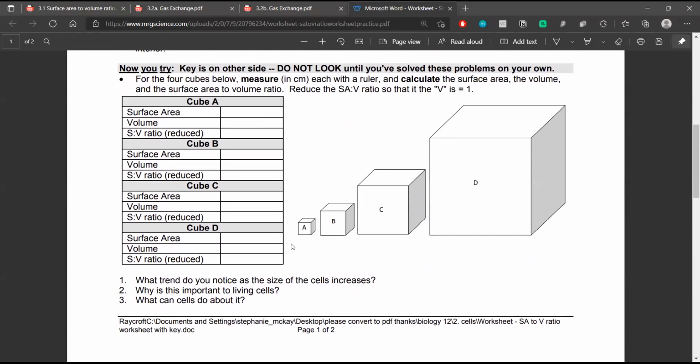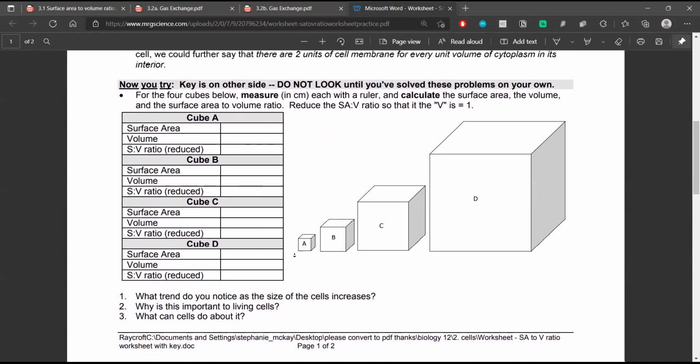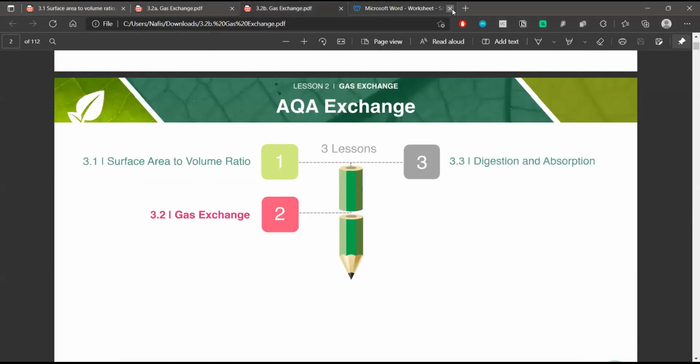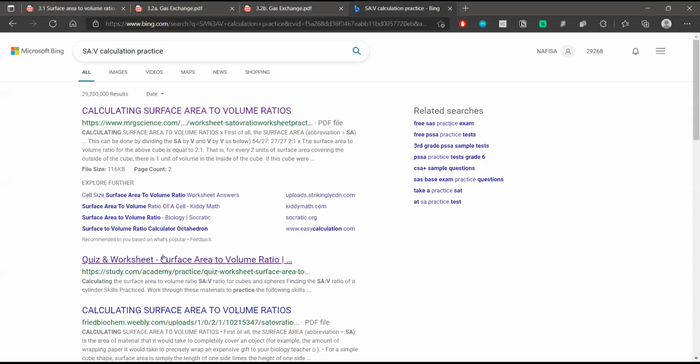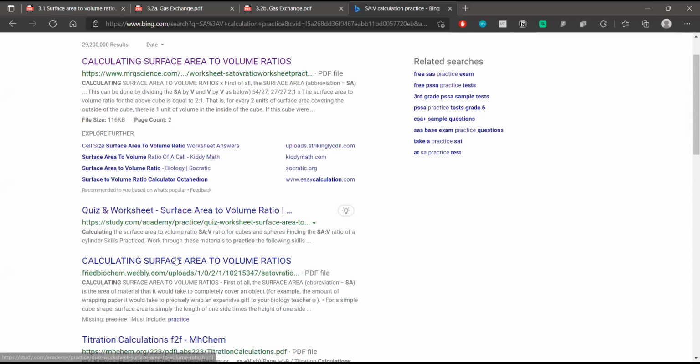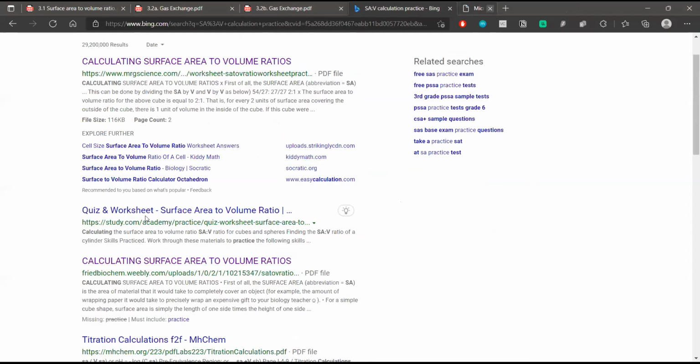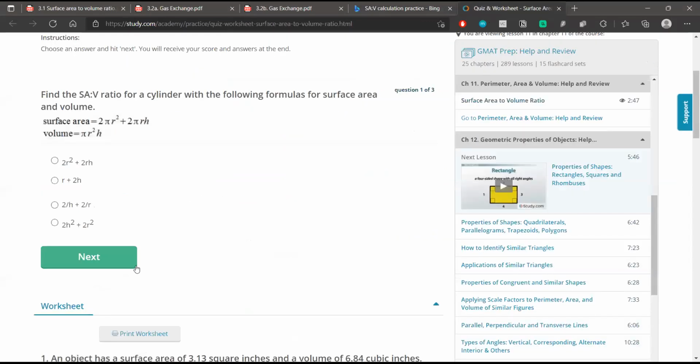Have a go at this one. So try to work out the surface area to volume ratios of these ones. Oh, you'll need to measure with centimeters. Okay, you can't do that. All right, that's fine. I'll find some other questions you might be able to have a go at. Okay, have a go at this one.